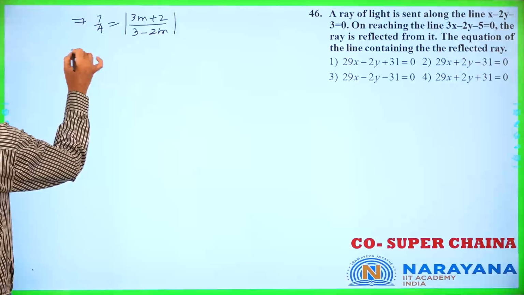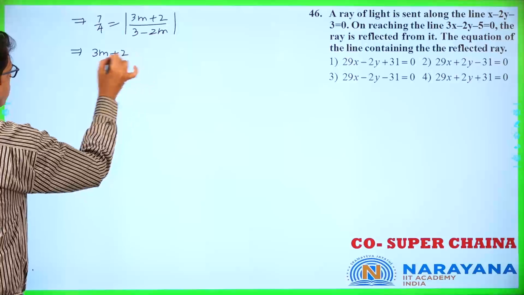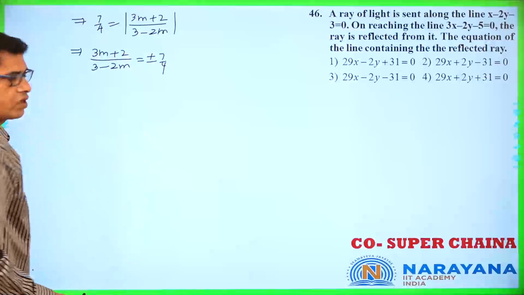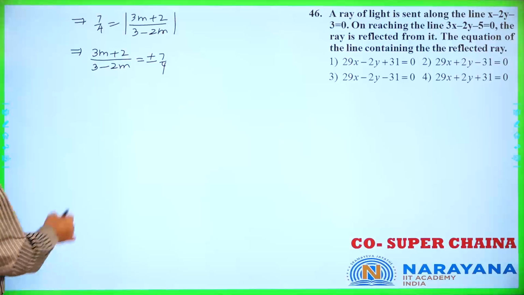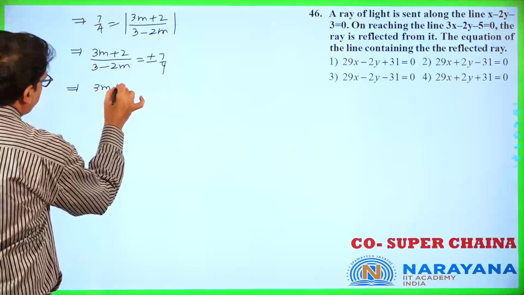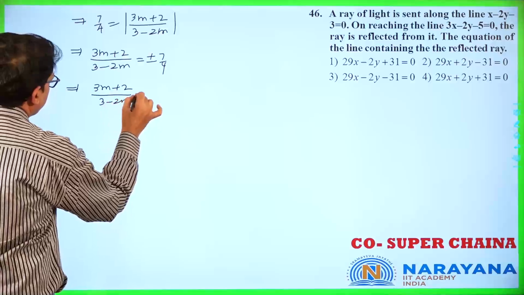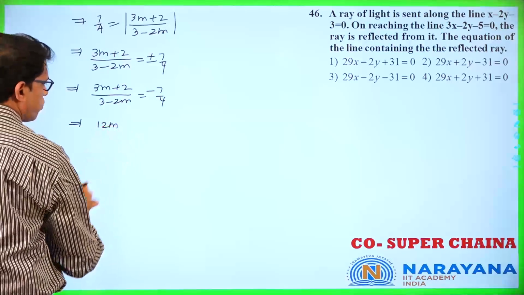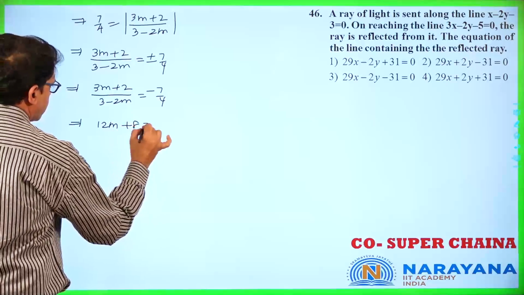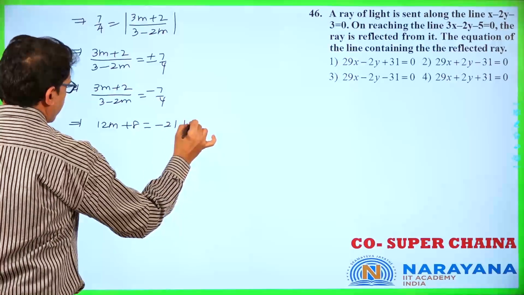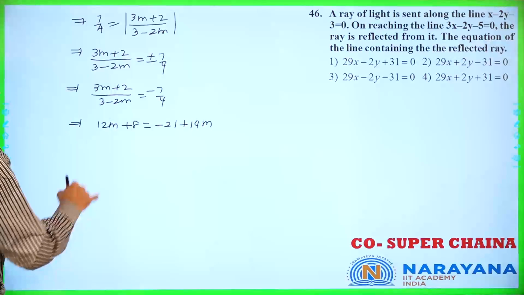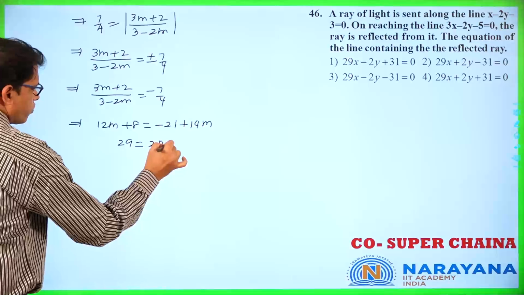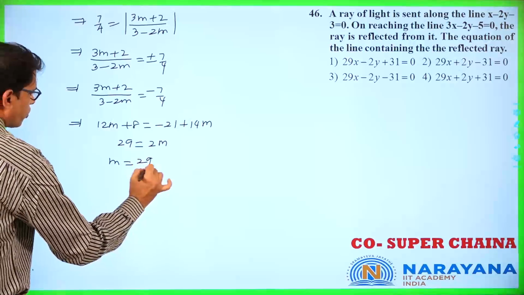Remove the modulus. So (3m plus 2) upon (3 minus 2m) equals plus or minus 7 by 4. If you take the plus symbol, you won't get the answer. If you take the minus symbol, (3m plus 2) upon (3 minus 2m) equals minus 7 by 4. Cross multiply. So 12m plus 8 equals minus 21 plus 14m. Take to the other side: 21 plus 8, 29 equals 2m, so m equals 29 upon 2.